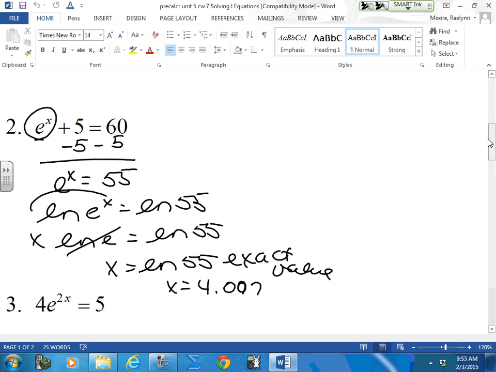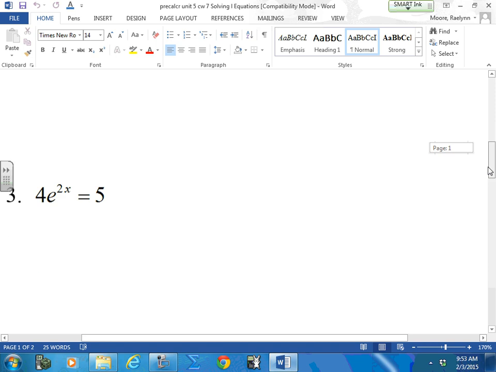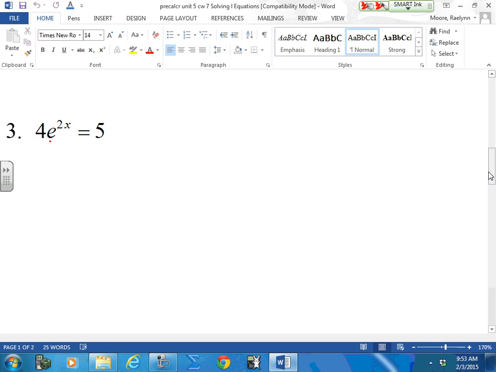Good so far? Okay, let's add one little step to this. This is one term, one term. Again, I have a variable in my exponent. I need my power rule to bring it down. So again, it's base e. So we're going to ln both sides.